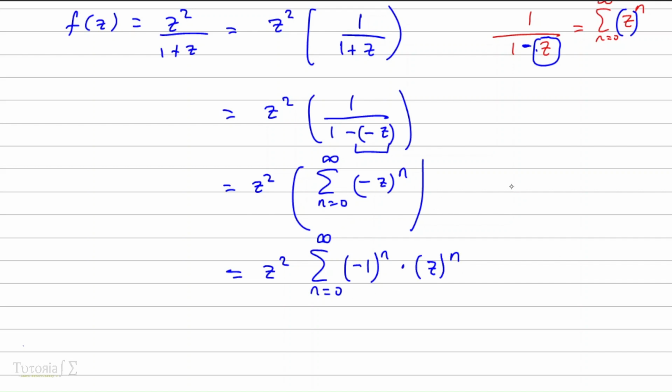Because this is the same thing as negative 1 times z, then everything raised to the power n. And using the index rules, we know that the n distributes to both the z and the negative 1. Okay, so we have that. We can now take this inside by multiplying it to this part. So it will just be equal to the sum from 0 to infinity of negative 1 times z to the power n times z to the power 2.